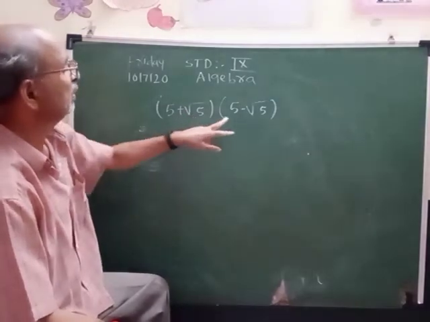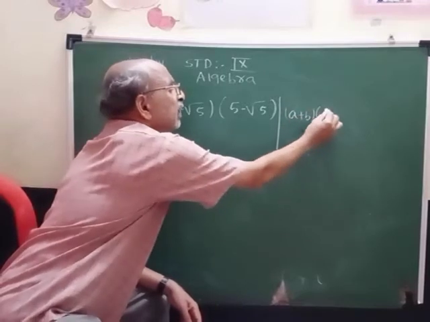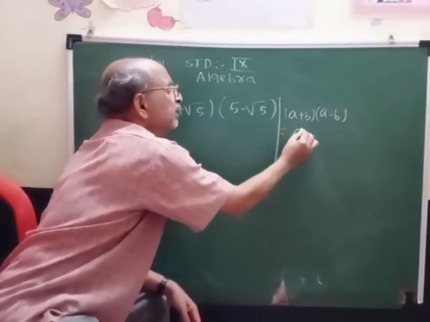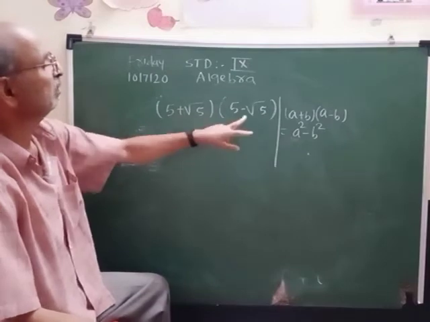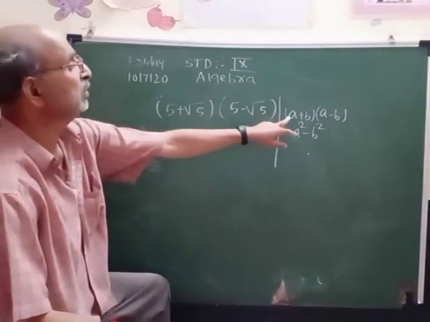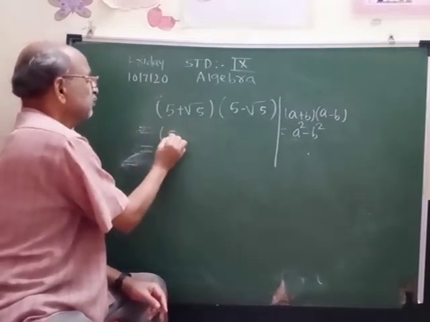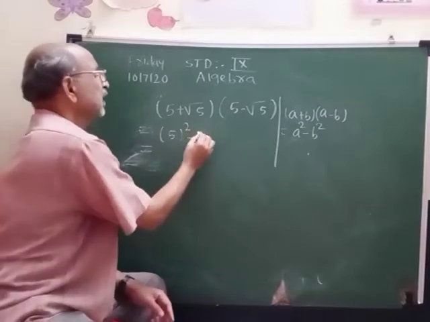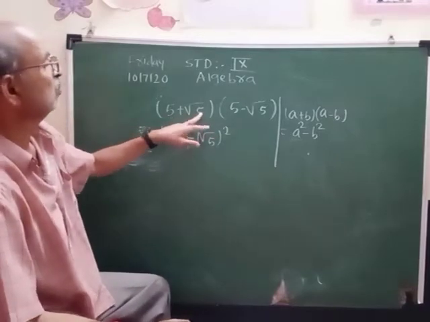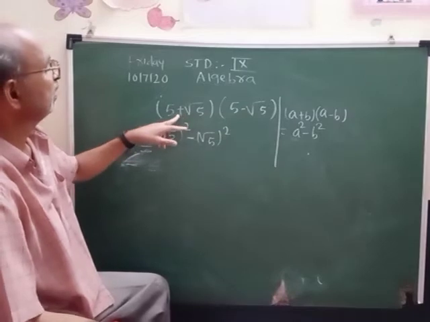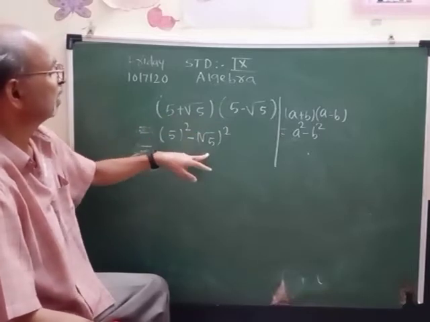Now this is a plus b and this is a minus b. So the identity we are using, a plus b, a minus b, the identity is a square minus b square. Both the terms are same, but one is positive in the bracket and the other is negative. So we are using the identity a square minus b square. So it is equal to square of the first term, that is 5 square, minus square of the last term, that is second term, that is root 5 square. A is 5, b is root 5. Both terms are same, only signs are different, plus and minus.